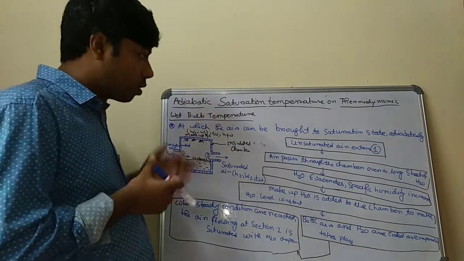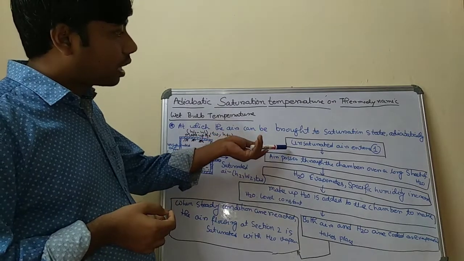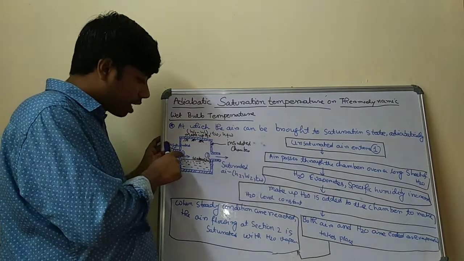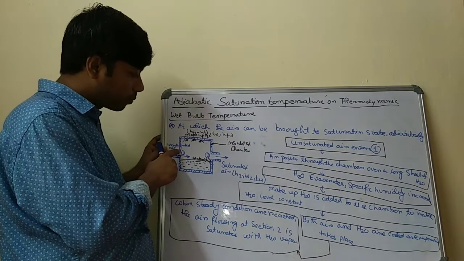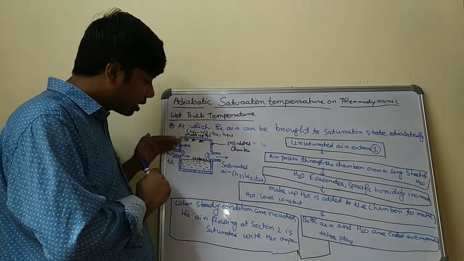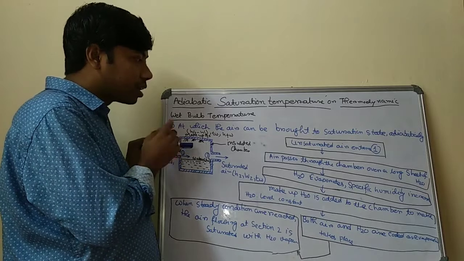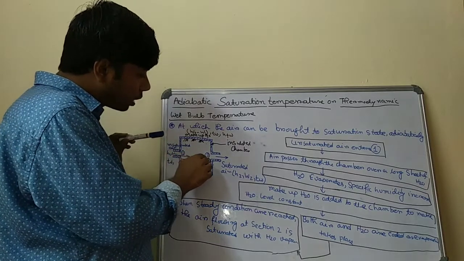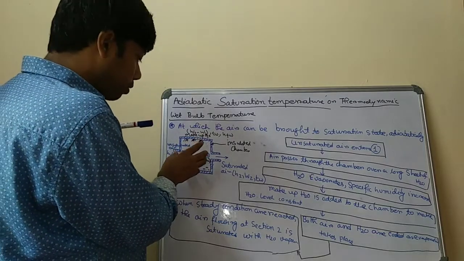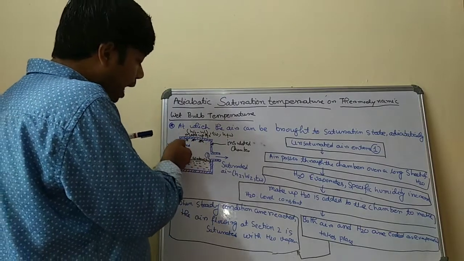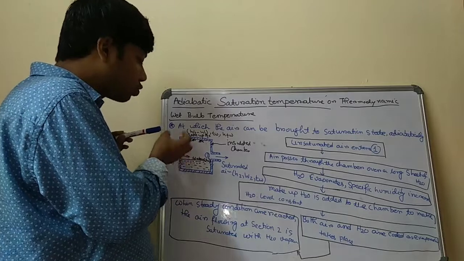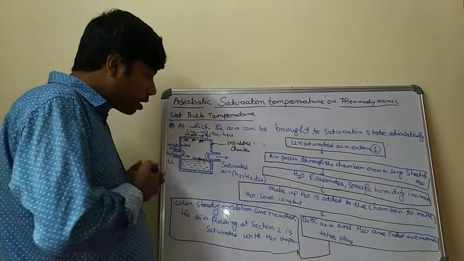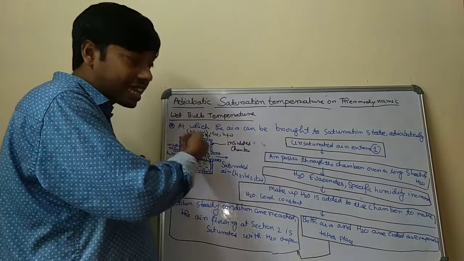But what is the process? Let's take this. The unsaturated air enters at section 1; this is section 1, and this is section 2. As the air passes through the chamber over the long sheet of water, since it is unsaturated, the air is capable of absorbing water vapor, so some evaporation takes place.